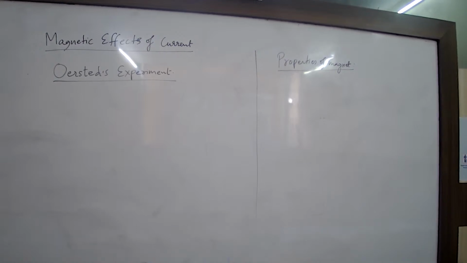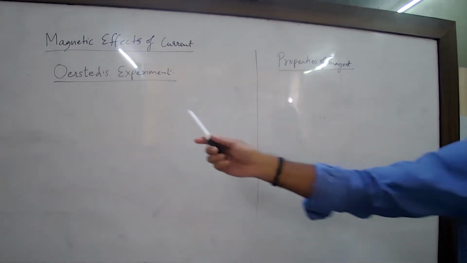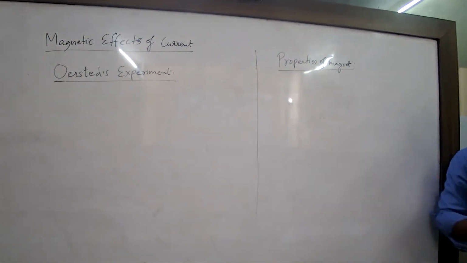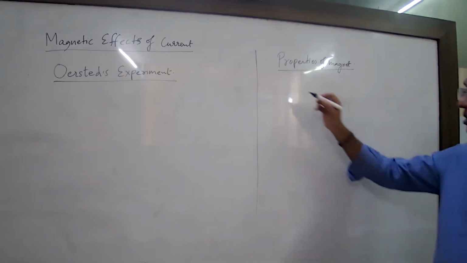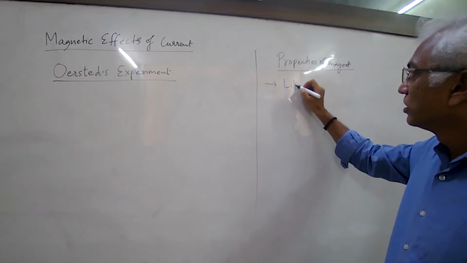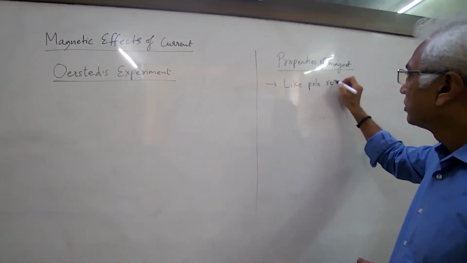So the first topic is Oersted's experiment. But before that, let us quickly revise the properties of a magnet. Can you tell me two properties of a magnet? Raise your hands. Who would like to answer? The magnetic north pole repels another magnet's magnetic north. So like poles repel each other. This is the property.